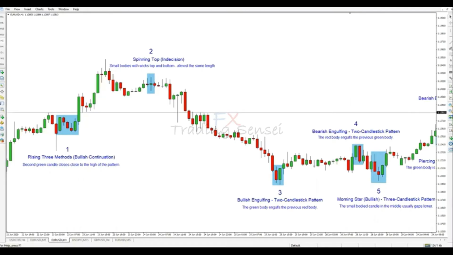Welcome to Price Action Basics. This is the Forex Trading Sensei, and we are on Lesson 1, Part 2. We'll be discussing candlesticks and their formations.